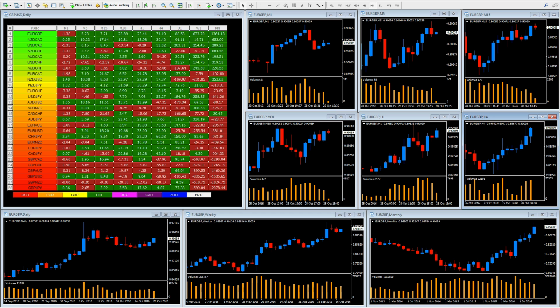What I've done here is to create a very simple workspace. We have the heat map indicator itself to the left. Then I've added all the 9 time horizons that you would normally have to consider, from the 1 minute over on the right hand side, right the way across, and then down at the bottom I've set up the slower ones from the daily, weekly and the monthly.